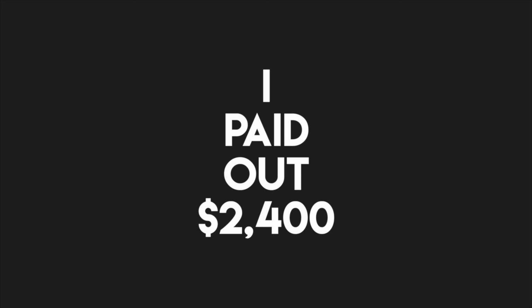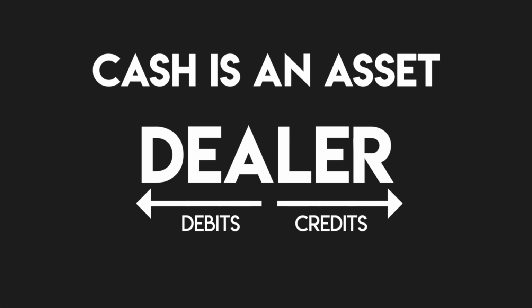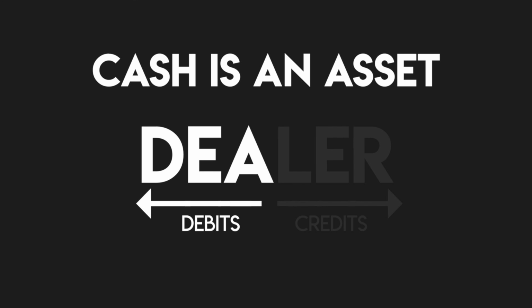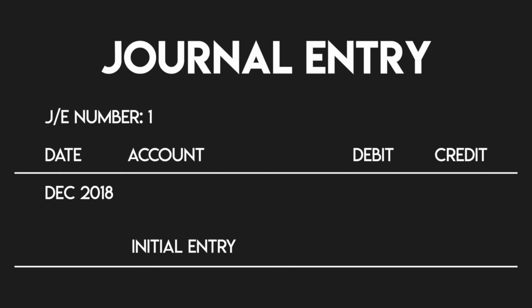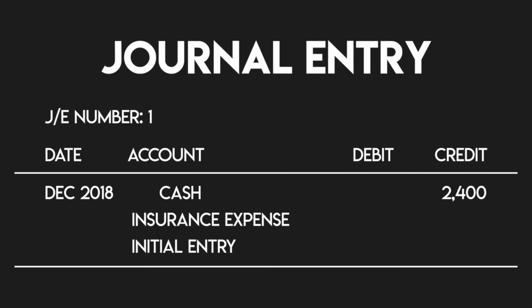I paid $2,400 in advance on December 15th, 2018, which I coded to the insurance expense account. Now, what would that journal entry look like? Well, I paid out $2,400, so my cash balance has to decrease by $2,400. Cash is an asset, which is the A in DEALER. That makes it a normal debit account. So debits increase it and credits decrease it. That means that on December 15th, I would have credited my cash account by $2,400.